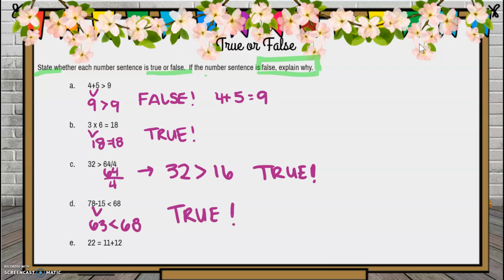And the last one is 22 equal to 11 plus 12. 11 plus 12 is 23. So is 22 equal to 23? That is false. This statement would be true if it says 22 is less than 11 plus 12.